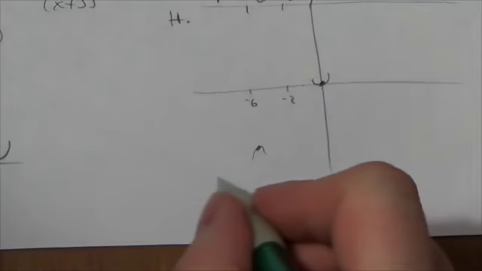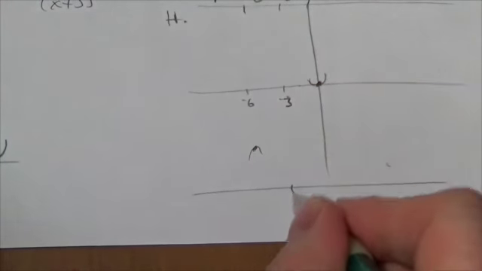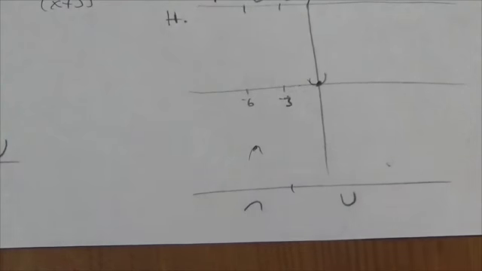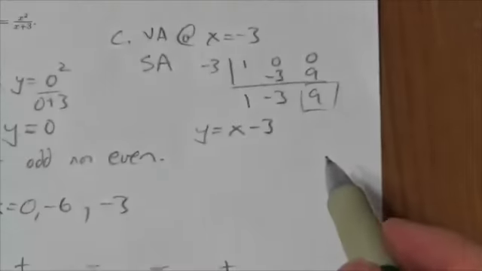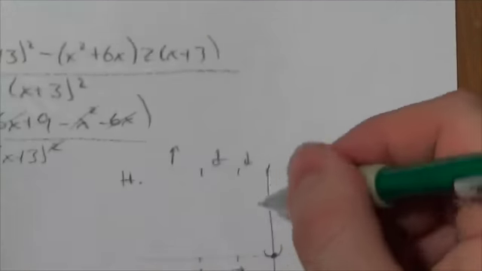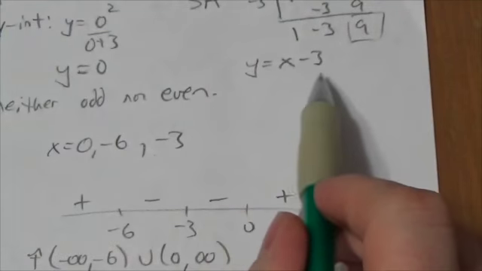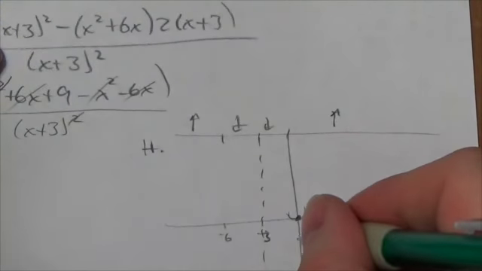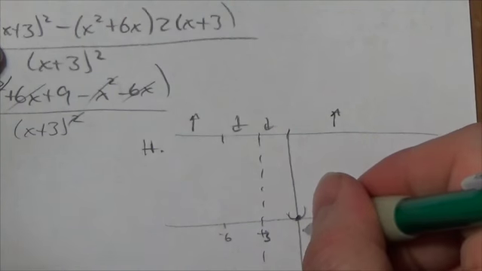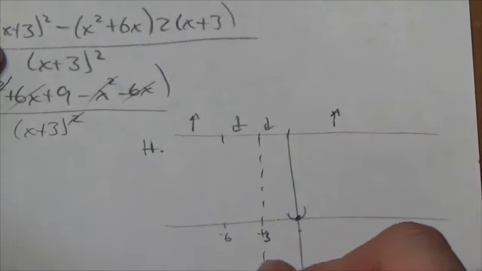My concavity only changes at negative 3. It's concave down here, concave up over here. Got to remember my asymptotes. Can't forget about those. I've got a vertical asymptote at negative 3, which explains the changes there. But I've also got this asymptote here at x minus 3. So it's going to be like here, and this thing's going to end up looking like that.